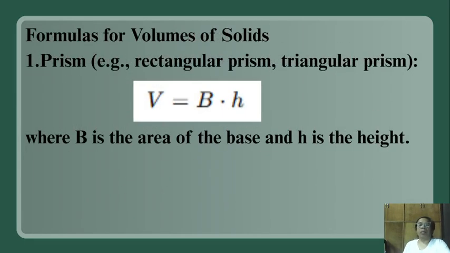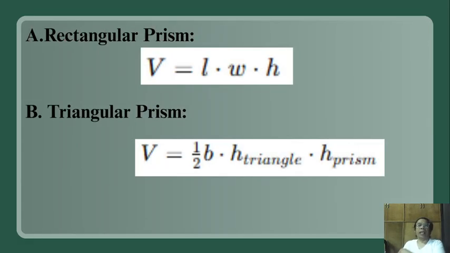Formulas for volume of solids. We have for prisms, rectangular prism and triangular prism, that V is equal to B, the area of the base, times the height. And then for the rectangular prism, the formula is length times the width times the height. Note that our area of the base here is length times the width.